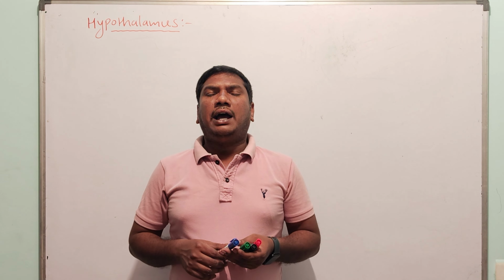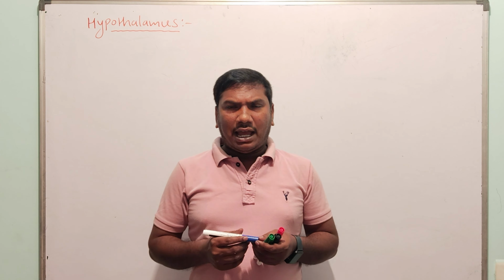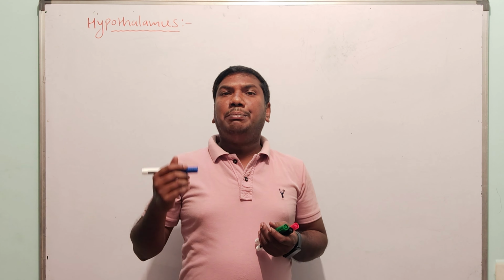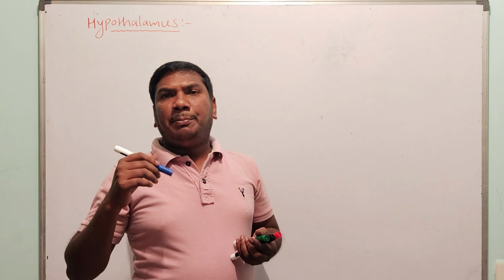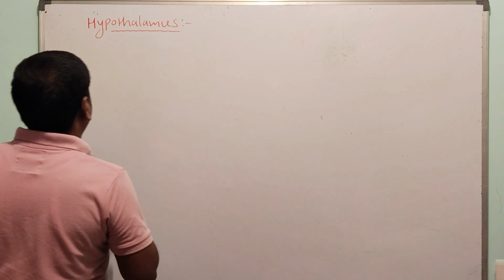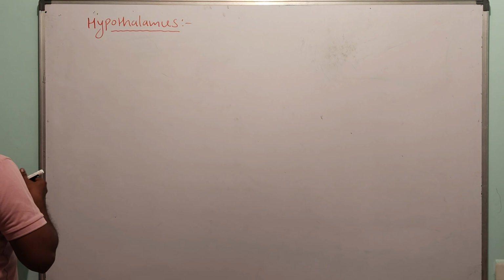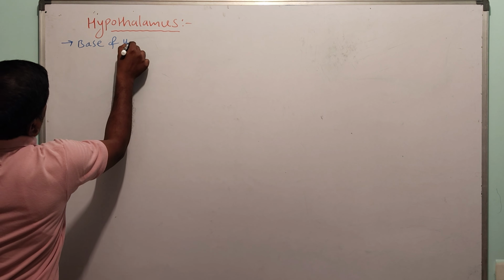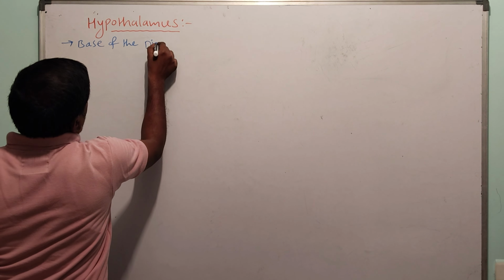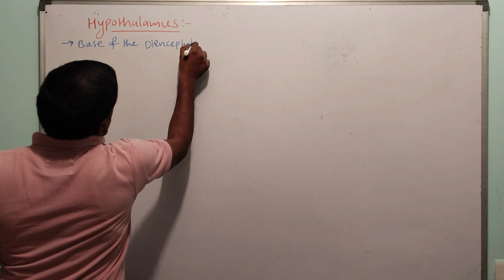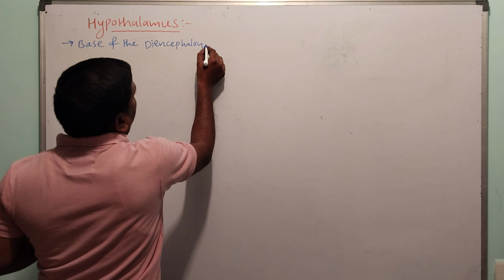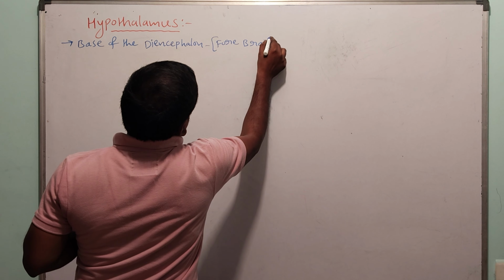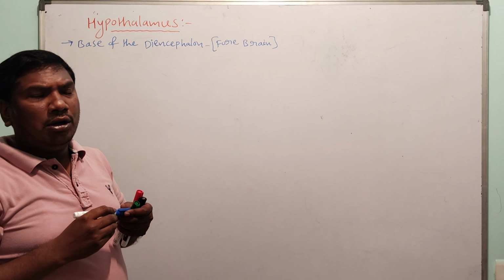The first gland is the hypothalamus. The hypothalamus is located at the base of the diencephalon, which is a part of the forebrain.